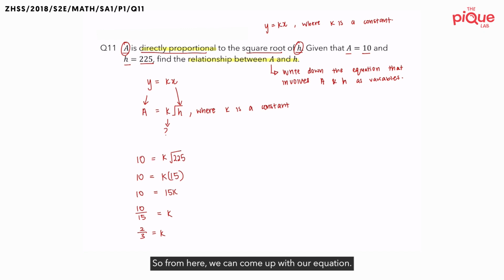So from here, we can come up with our equation. A is equals to k square root h. That means that A is equals to 2/3 of square root h. And from here, we have come up with a relationship between A and h. A is always equals to 2/3 of the square root of h. So our only two variables here are A and h.